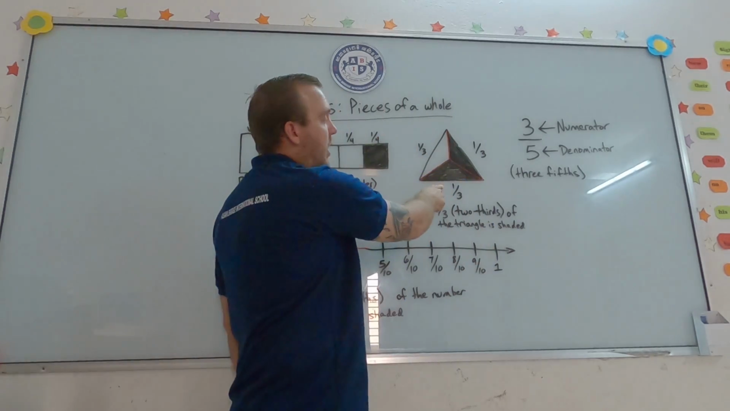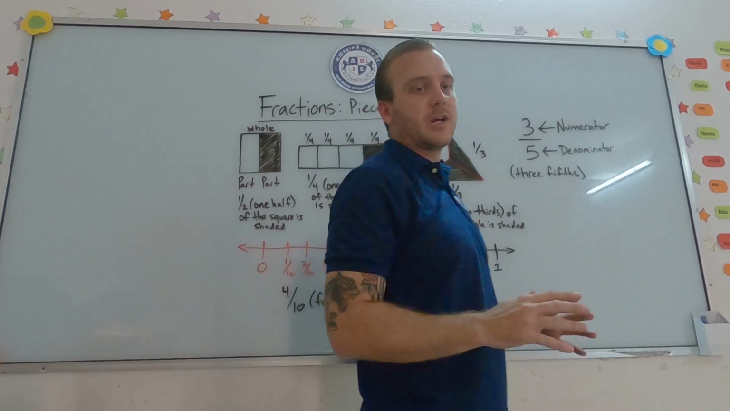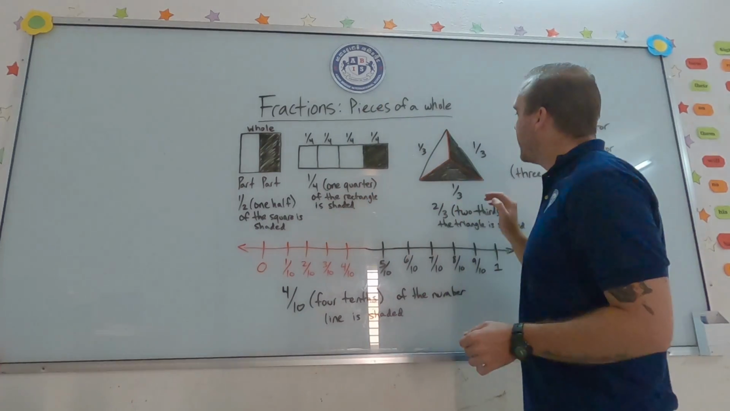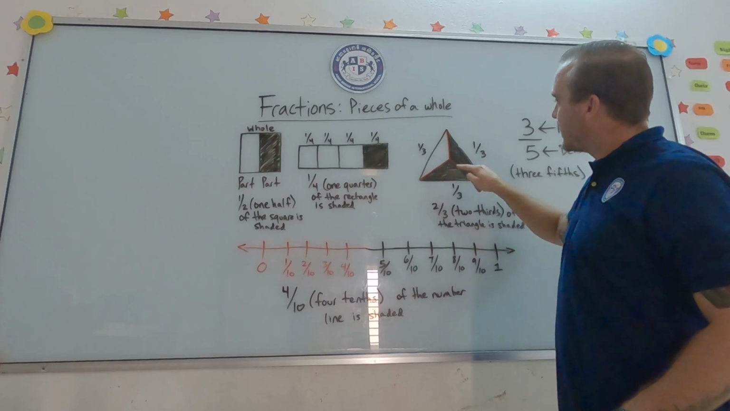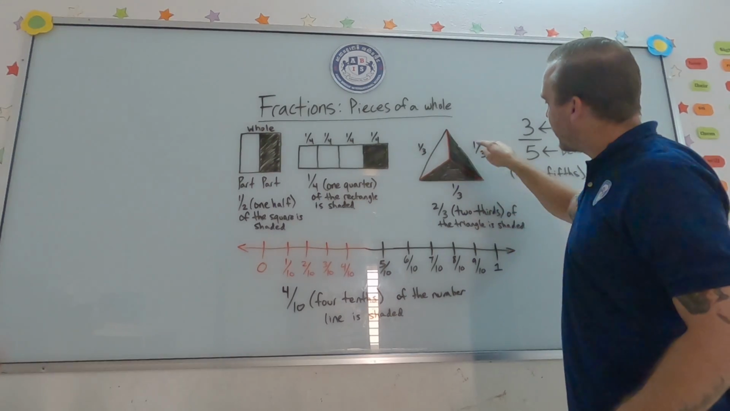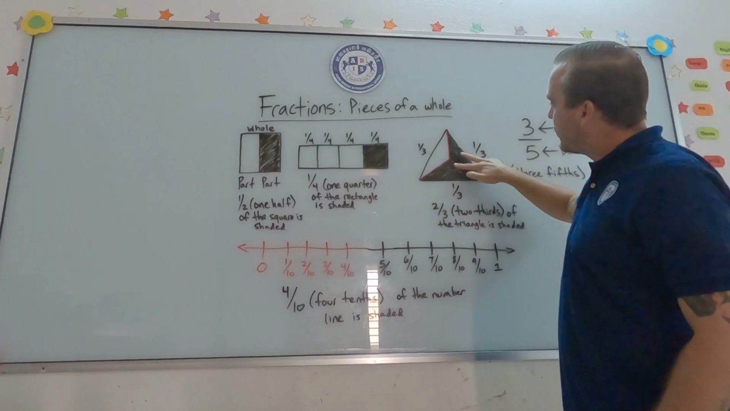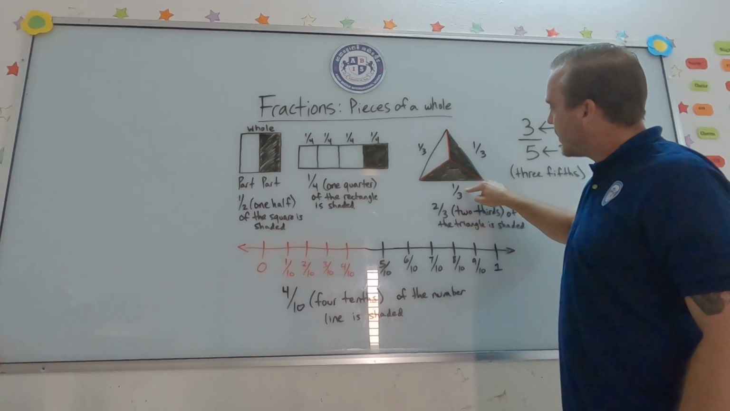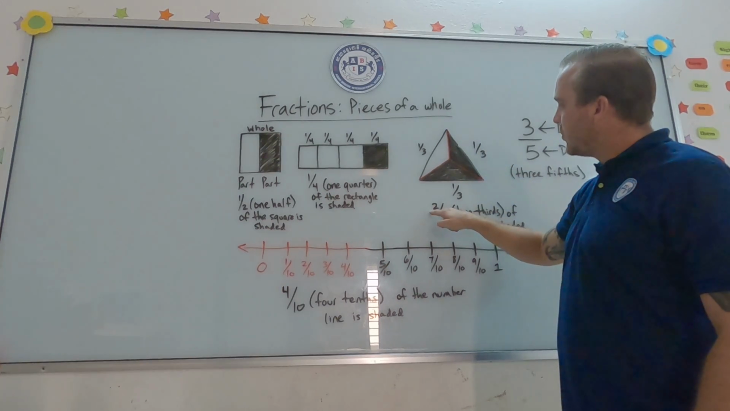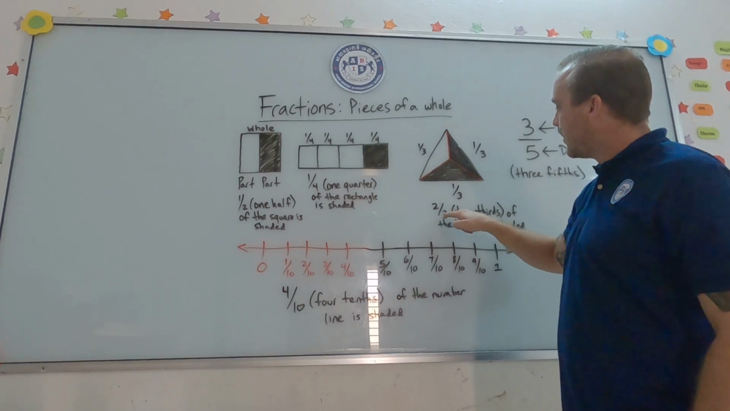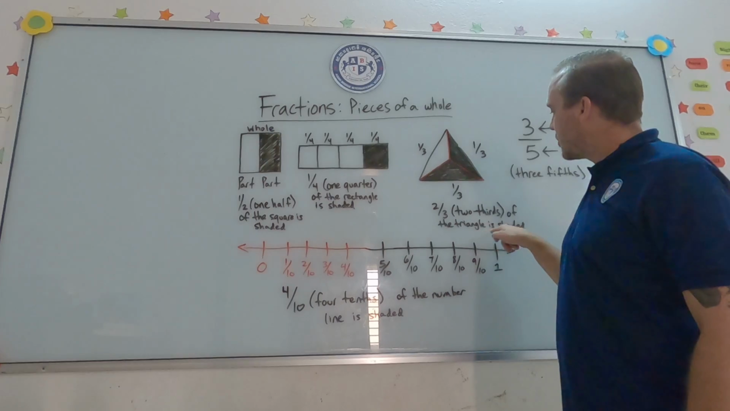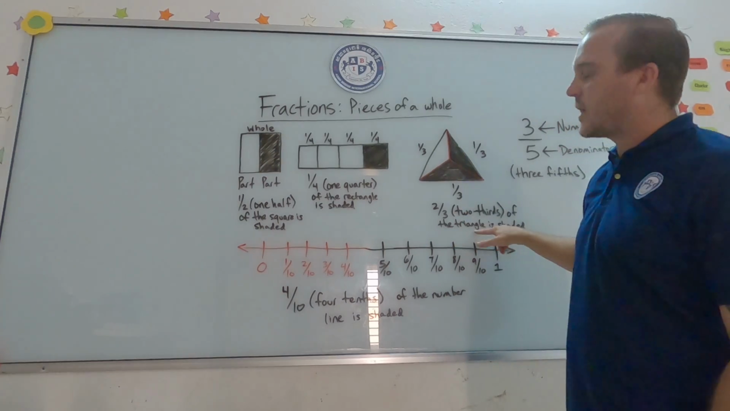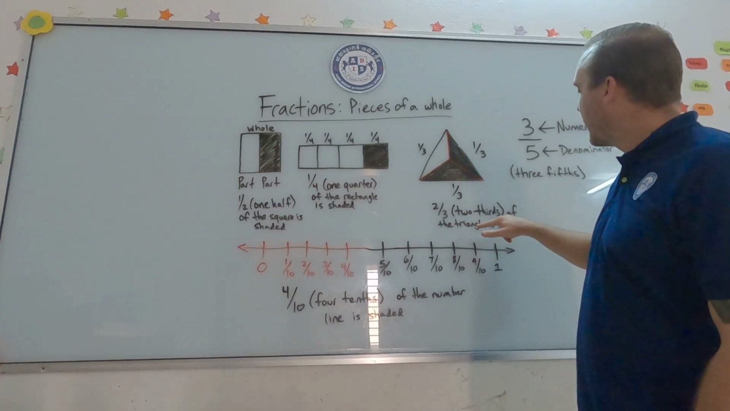Over here we've got a triangle. Triangles can be a little bit more tricky because it's hard to split them up evenly. So in this triangle we've got 3 pieces. So 1/3, 1/3, 1/3. 2 of those pieces are shaded. So 2 out of 3 pieces, or 2/3 of the whole, is shaded. So 2/3 of the triangle is shaded.